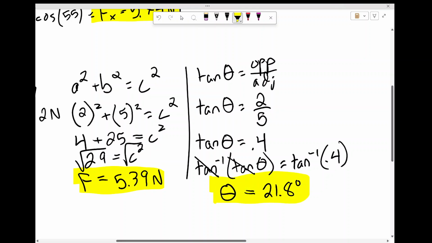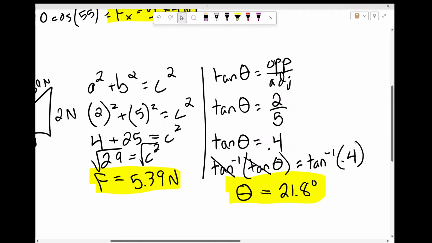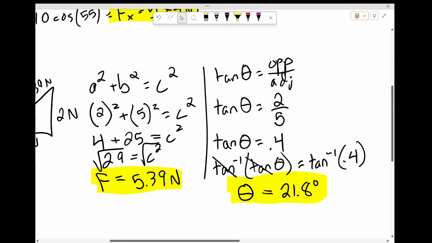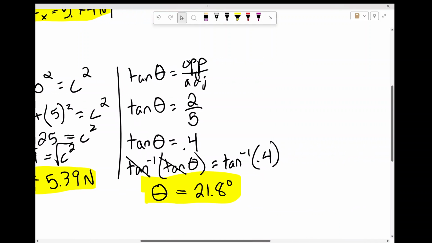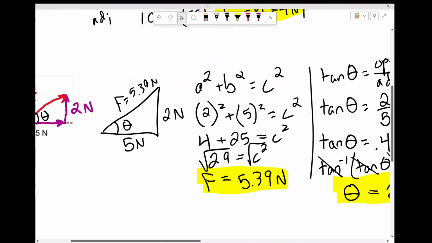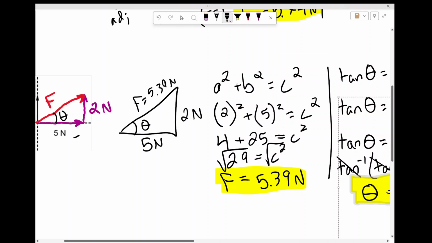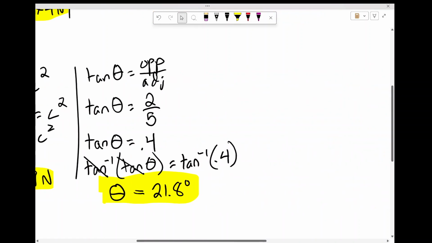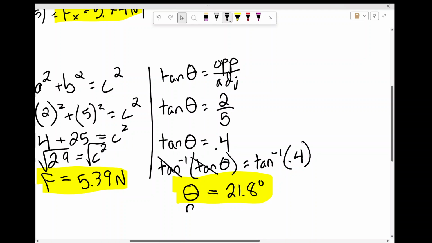So to put this all together, it would be 5.39 newtons at 21.8 degrees. And we can get a little bit more specific: 21.8 degrees specifically from the positive x-axis. So we would go ahead and add that. 21.8 degrees from the positive x-axis. And we have to provide that reference so that we know where we're measuring our angle from.